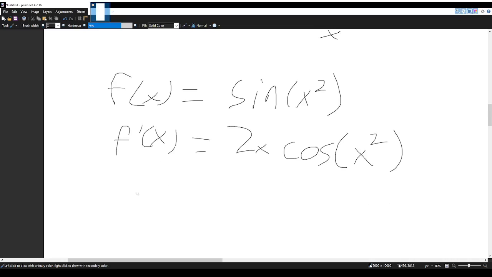Because if you have f of g of x, right, the derivative is derivative of g times derivative of f of g of x. I believe that's right. Let me just make sure.